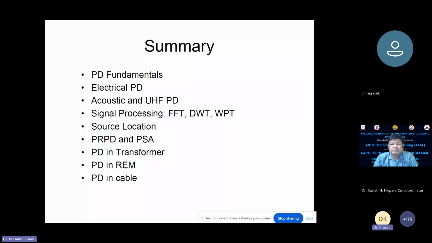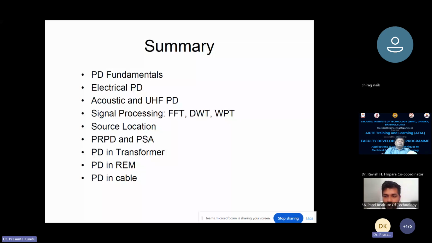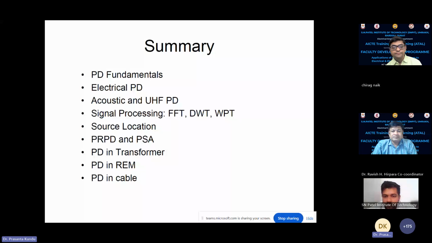Then PD in transformers: for source location we adopted UHF and other techniques, with oil pressboard insulation systems for the transformer. Then we covered partial discharge in rotating electric machines, the different insulations and classifications, and partial discharges in cables, specifically HVDC cable. In case of AC, similarly, we can adopt it, and DC also we can do for PD measurement.